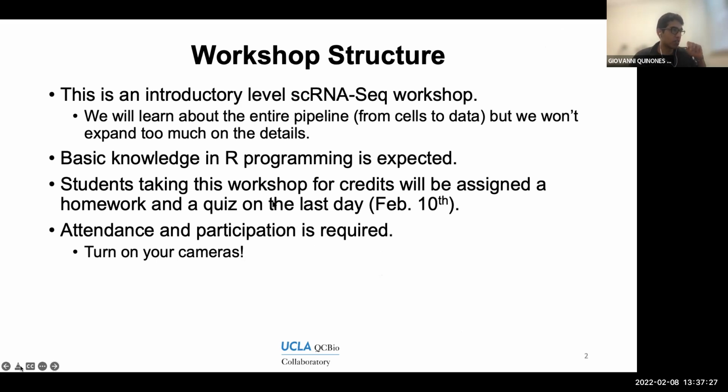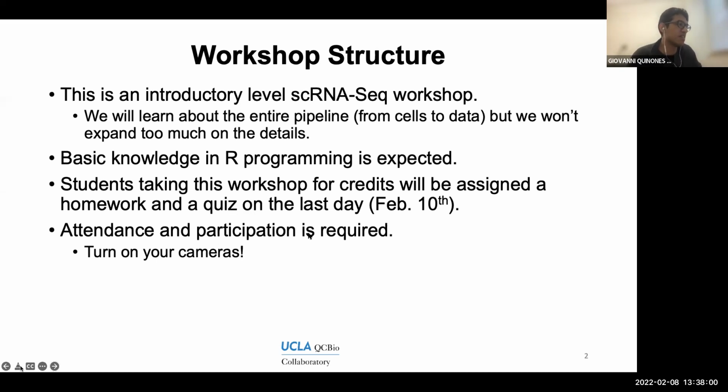Also, if you're taking this course for credit, you'll be assigned homework and a quiz, which will be graded and will assign you a letter grade based on these assignments. If you're not taking this workshop for credits, you can also do the homework in order to test what you learn. I'll be happy to give you feedback. And the last point is that attendance and participation is required.